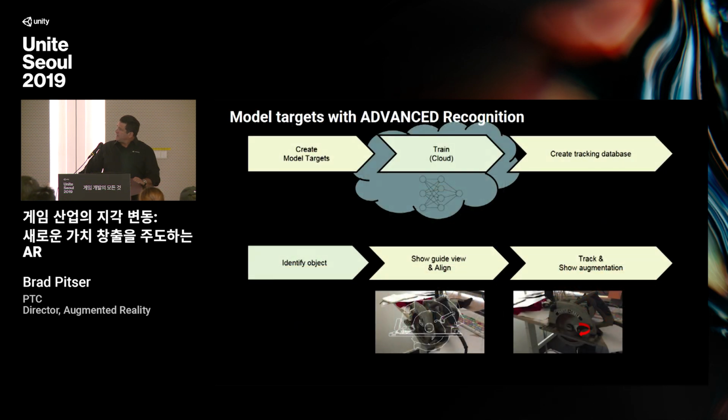Okay. And how this works, at a very high level, I'm going to keep it pretty simple, is that we create model targets through the deep learning workflow here, and they get sent up to the cloud, where we use cloud service computers to provide that deep learning process. We come out of it with what we call a neural network file that you embed into your application, and it allows you to reference those models within your augmented reality application.